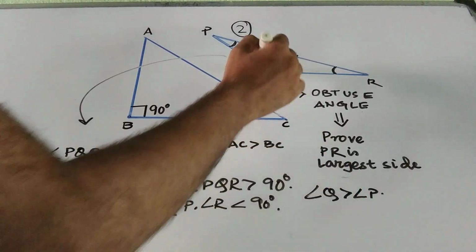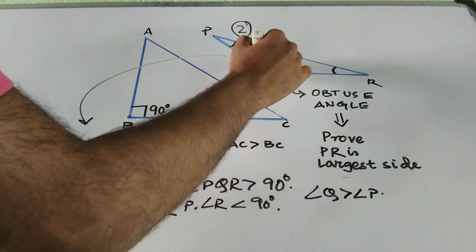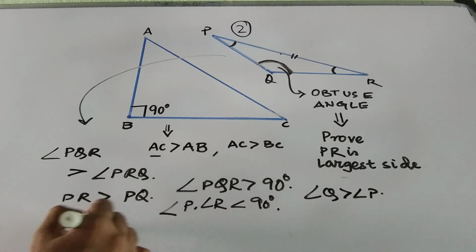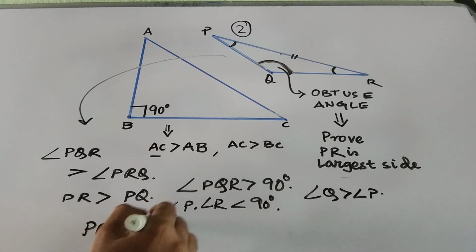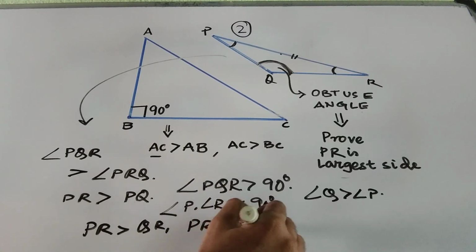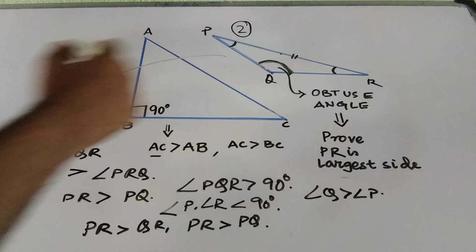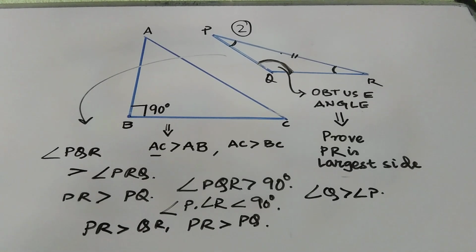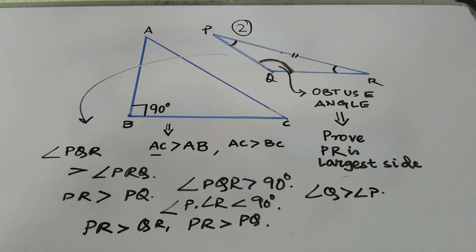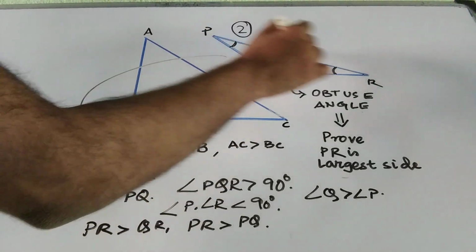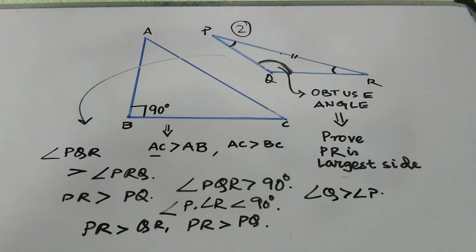So that is why this angle, angle Q, its opposite side PR, is simply greater than QR. At the same time, PR should be greater than PQ. That means PR, the side opposite to the obtuse angle, is the largest side. So this is the proof, a very simple proof, but we are proving it this way using a basic theorem of geometry, that the opposite side of the obtuse angle of an obtuse angle triangle is the largest side.